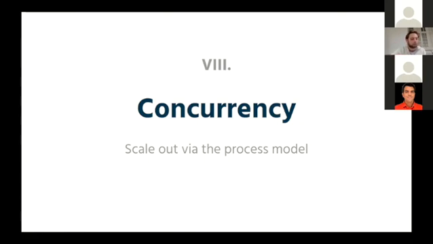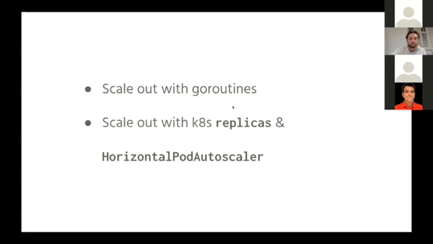And so one way of doing that is to have your application configured as these independent stateless processes that we've been talking about. And you can scale those up using, in Kubernetes, replicas and with horizontal pod autoscalers.